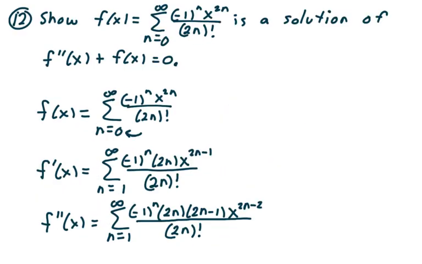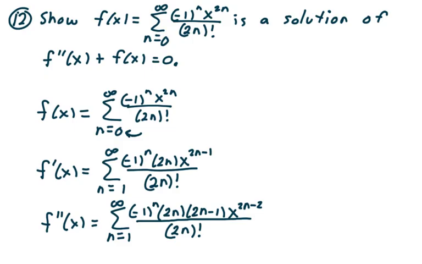Number 12, show f of x, which is the summation from n equals 0 to infinity of negative 1 to the n x to the 2n, is a solution of the differential equation f double prime of x plus f of x equals 0. So we're going to start with f of x, which is the summation from n equals 0 to infinity of negative 1 to the n x to the 2n divided by 2n factorial.